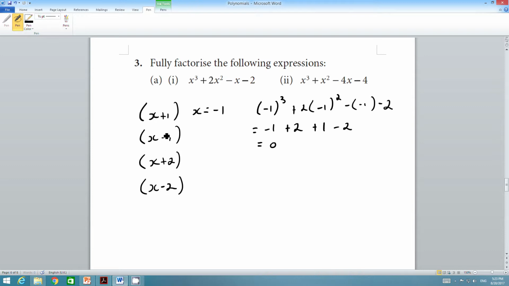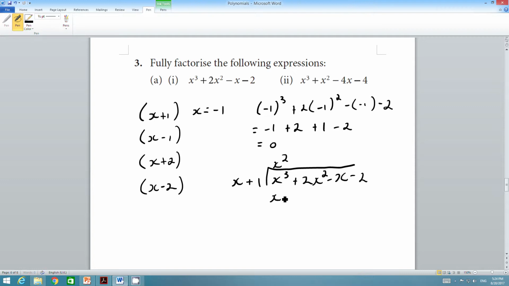Now, I can try any of these to continue to find other factors. But since I have one factor, I can now use polynomial long division to find the remaining factor. So I'm going to say x cubed plus 2x squared minus x minus 2 divided by x plus 1, because x plus 1 is a factor. So I can divide this by the factor to find the remaining factors. If I'm going to use polynomial long division, what do I have to do with x to become x cubed? I have to multiply it with x squared.